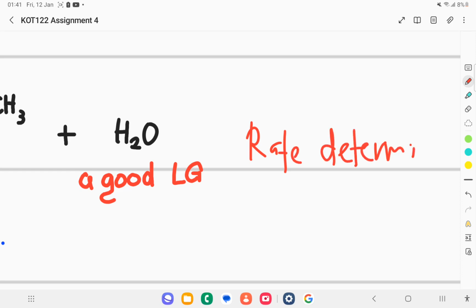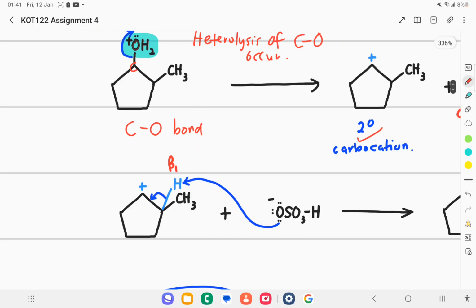Because it only involves the bond cleavage, or heterolysis, of carbon-oxygen bonds. This is the rate determining step. Okay, and then we will look at the last step.